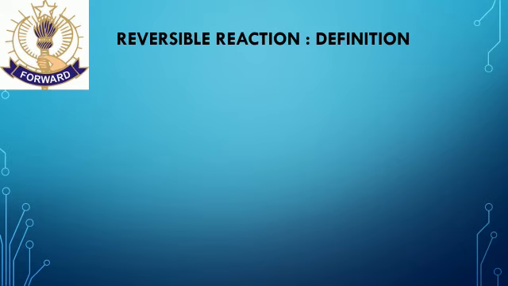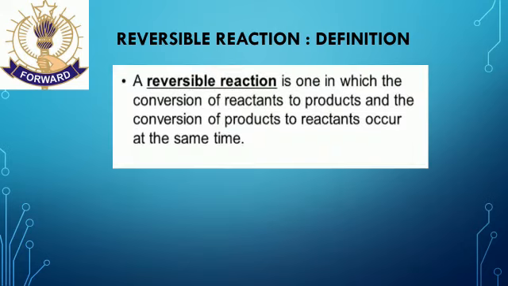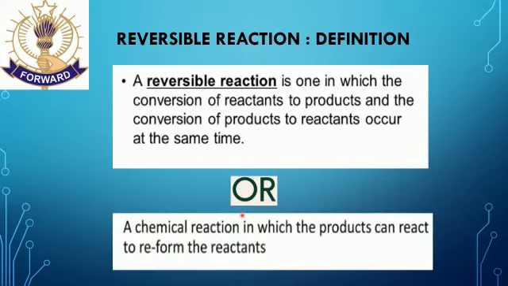Now the question is, what is a reversible reaction? By definition, a reversible reaction is one in which the conversion of reactants to products and the conversion of products to reactants occur at the same time. It means that the reactants react together and form the product, and after a certain time the product again decomposes and forms the respective reactants. Or we can define it as a chemical reaction in which the product can react to reform the reactant. So in this case, the reformation of the reactant takes place.